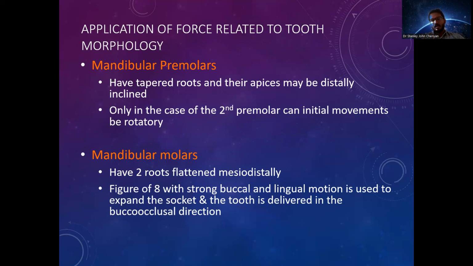Only the second premolar can initially be delivered through rotational forces, or else you can use a buccal and lingual force. Mandibular molars have two roots, and you extract them by giving buccal and lingual forces, as well as a figure of 8 motion. I'll show you a video in a few slides down, explaining all of this, the chair side position, all of this.